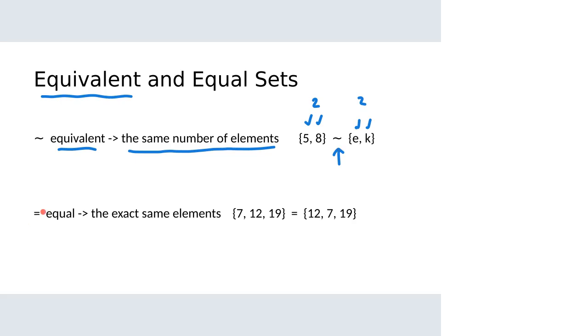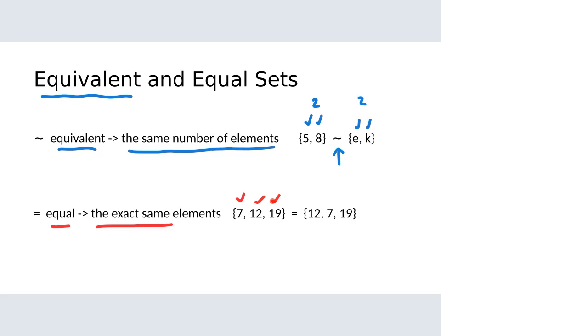Our next definition down here is equal. Same symbol for equal that you've always known. If 2 sets are equal, they have the exact same elements. And so here we look and we have 7, 12, 19. Over there we have 12, 7, 19. They're in a different order. Does that matter? No, that doesn't matter.